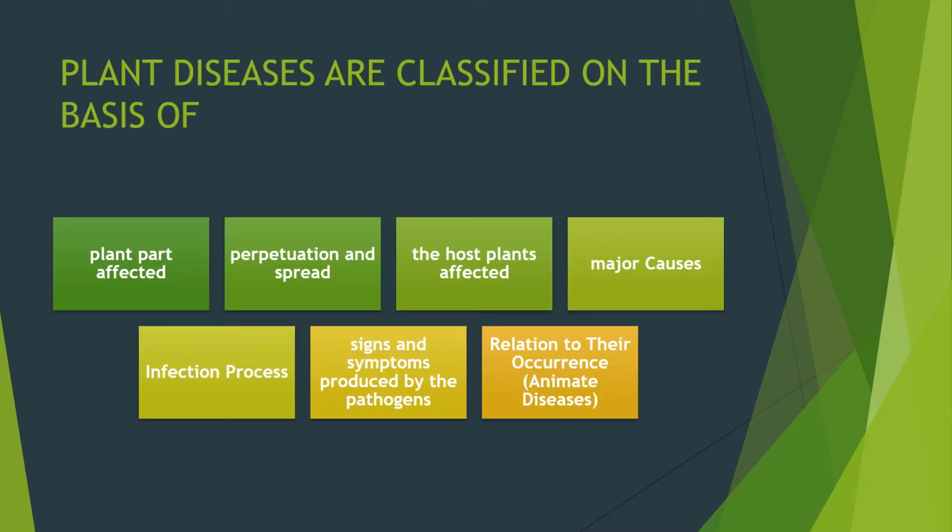So to begin with, plant diseases are classified on the basis of plant part affected, perpetuation and spread, the host plants affected, major causes like fungi, bacteria and viruses, infection processes, how infections spread, and signs and symptoms produced by the pathogen, and relation to their occurrence for animate diseases.